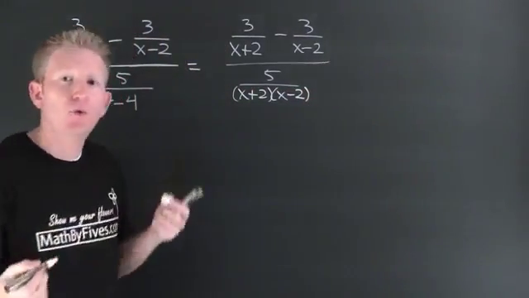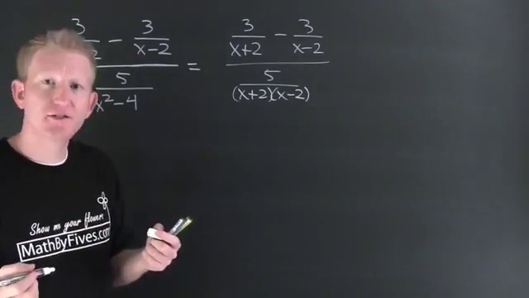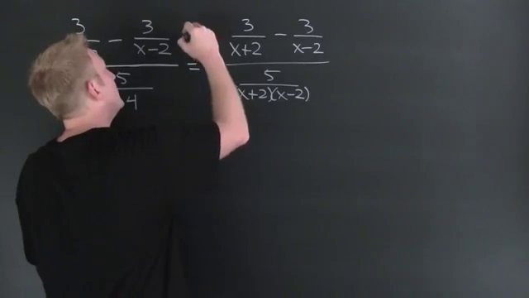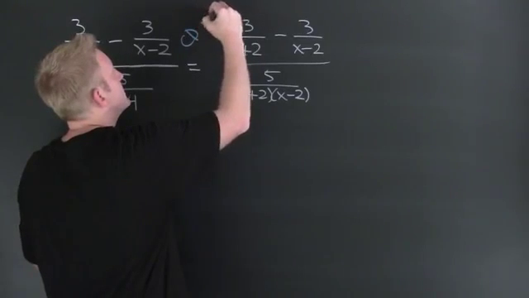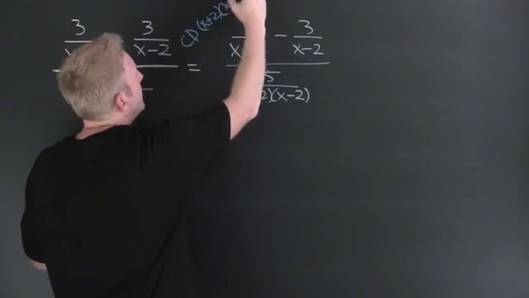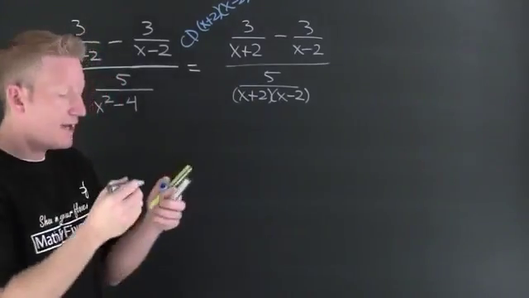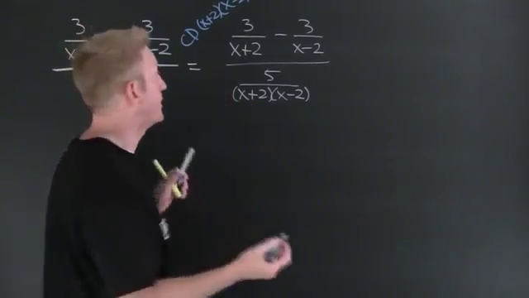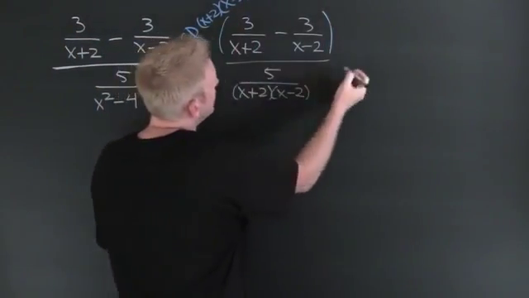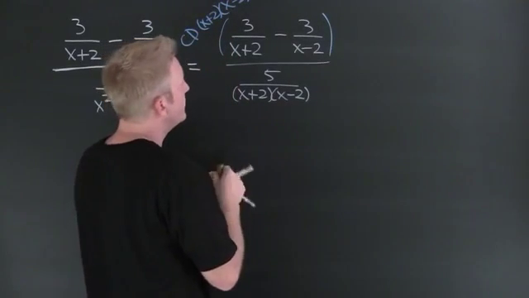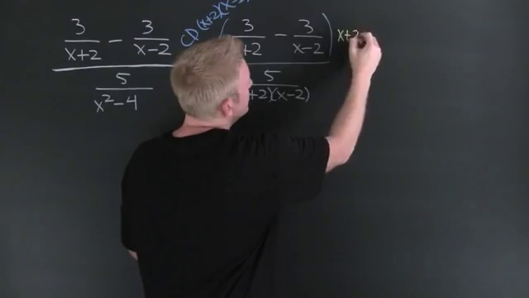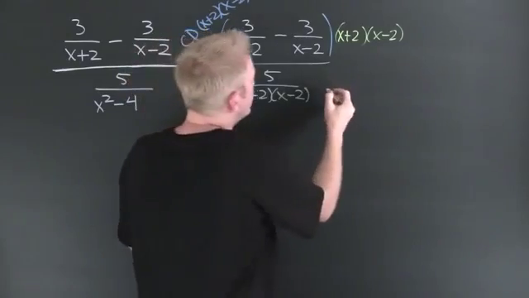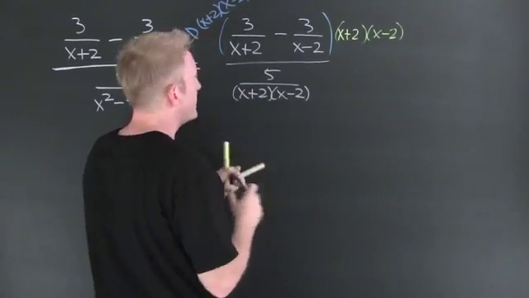And now I ask you, what would a common denominator of all the denominators be if you had one? I do see that my common denominator is going to be x plus 2, x minus 2. It's my intention to multiply numerator and denominator by that common denominator. So here we go. I multiply this numerator by x plus 2, x minus 2.